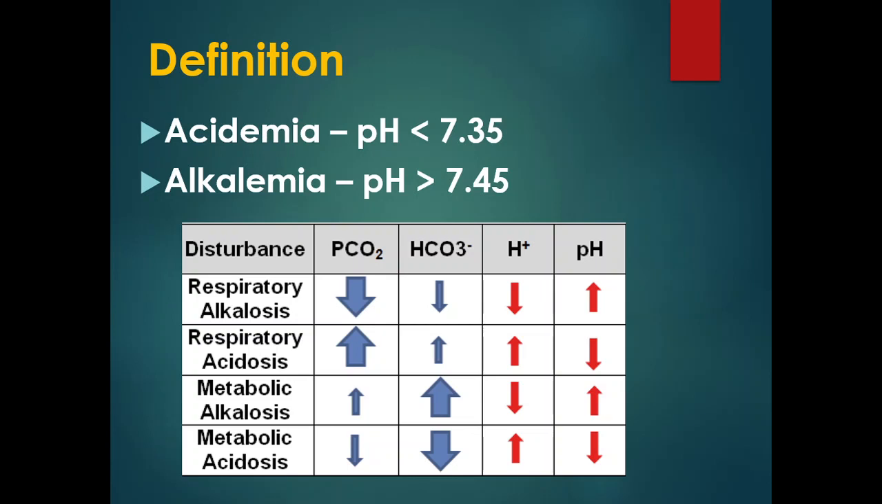Now, if you use the PCO2, the bicarbonate, and the pH to identify acid-base disorders, respiratory alkalosis is where the PCO2 is very low and the pH is high. And respiratory acidosis is where the PCO2 is primarily very high and the pH is low. On the other hand, metabolic alkalosis is characterized by high bicarbonate and a high pH, whereas metabolic acidosis, which is a common problem in clinical medicine, is characterized by a low bicarbonate and low pH.